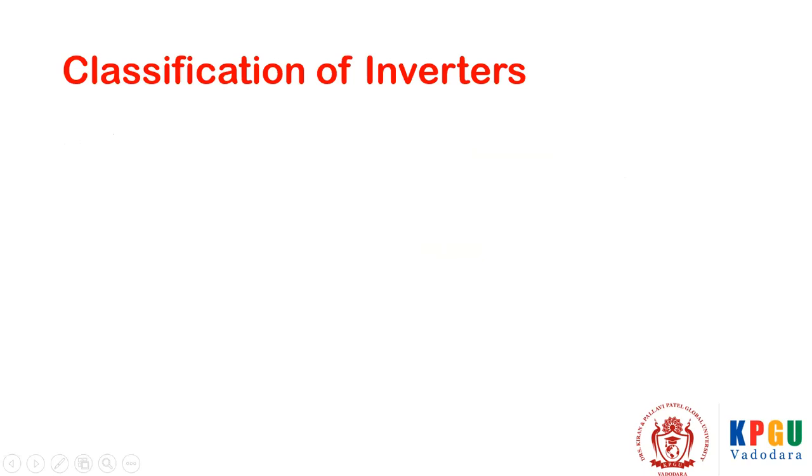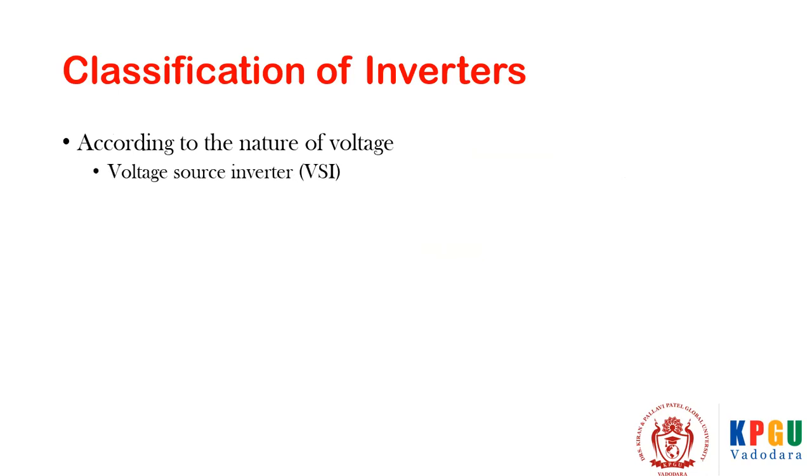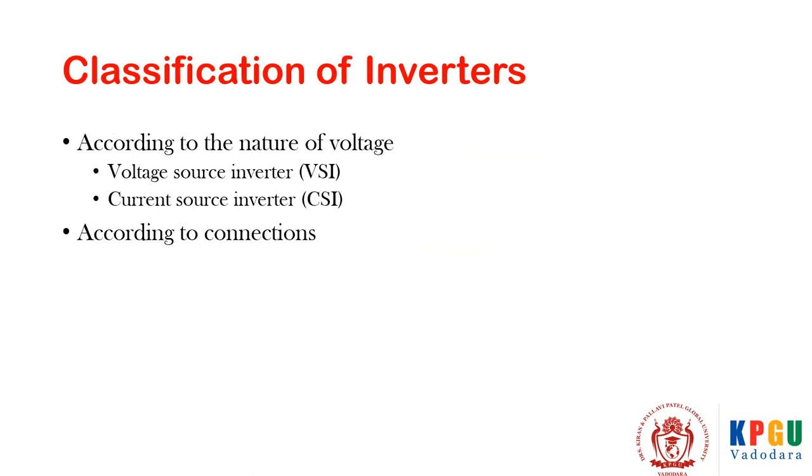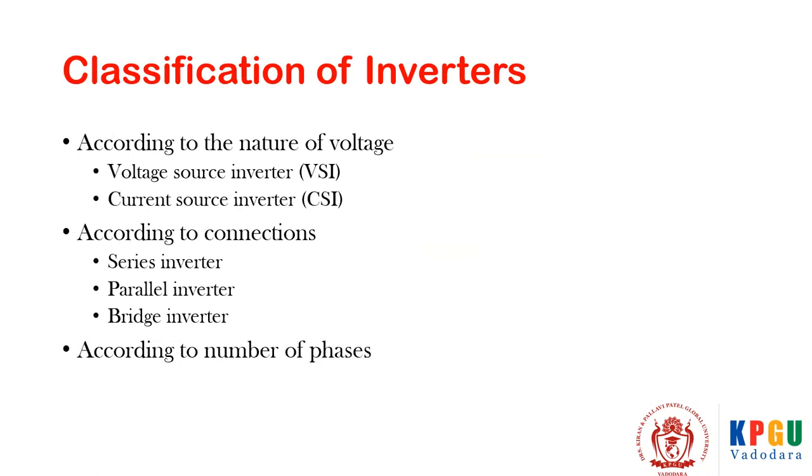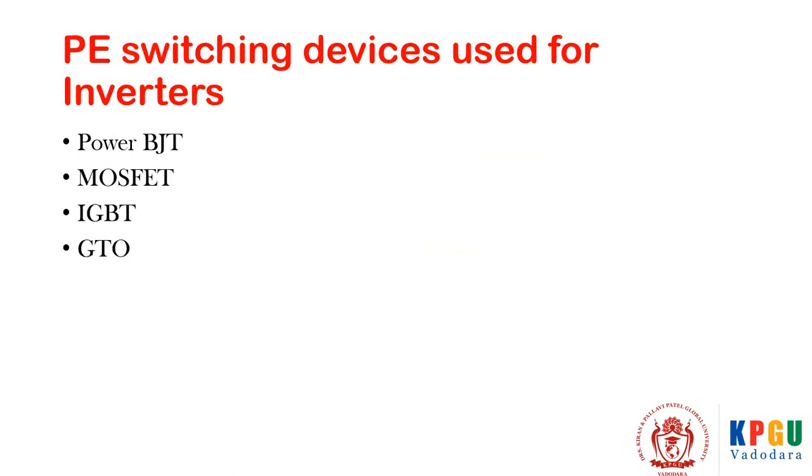So classification of inverters: according to the nature of the source, there is voltage source inverter or current source inverter. According to connection, we have series inverter, parallel inverter, or bridge inverters. And according to number of phases, inverters are either single phase or three phase inverters.